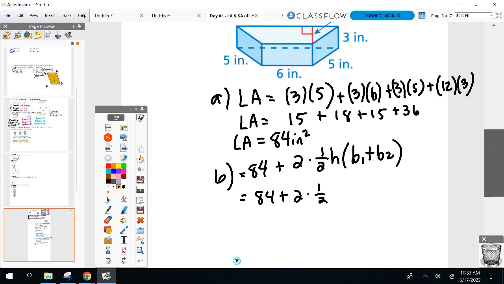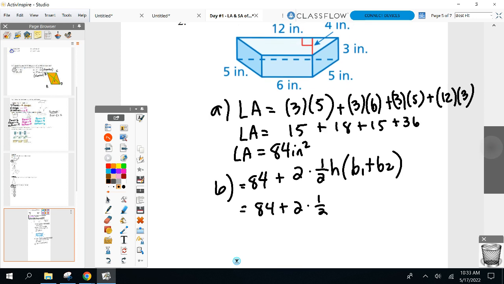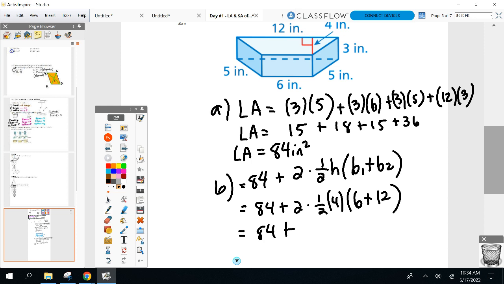What's the height of the trapezoid? 4. And the bases are 6 plus 12. The calculations are long, but it's not too bad finding what you need. Those cancel out. 12 and 6 is 18. 18 and 4, 36, 72. 156. How's that look?